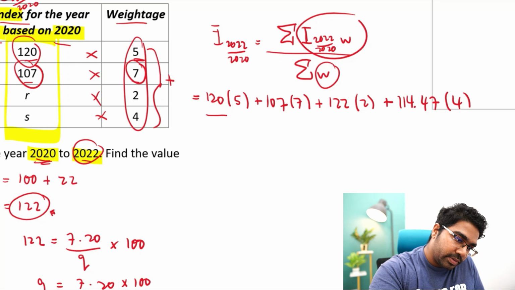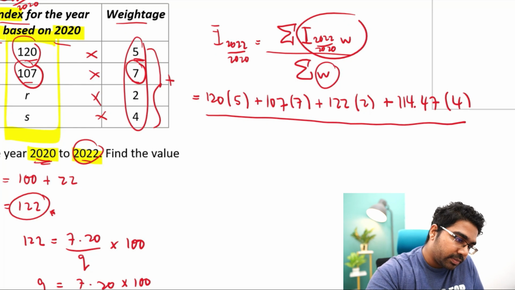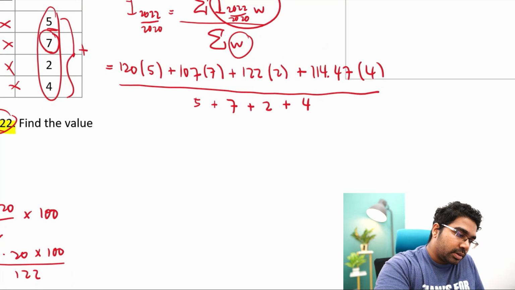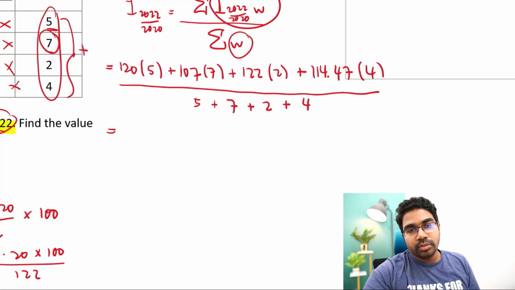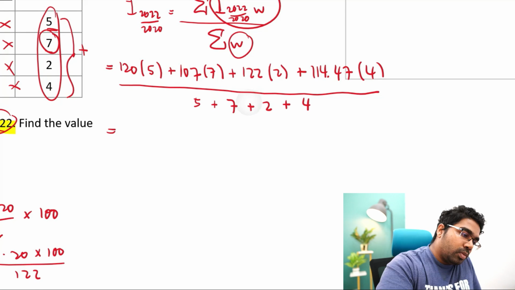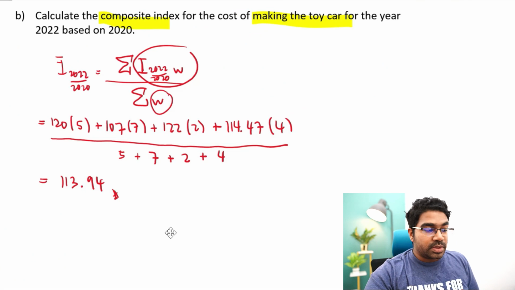So now we are going to divide by the sum of just weightage. So add the weightage together: 5 plus 7 plus 2 plus 4. And so the composite index for the year 2022 based on 2020 is 113.94. So this is the composite index.